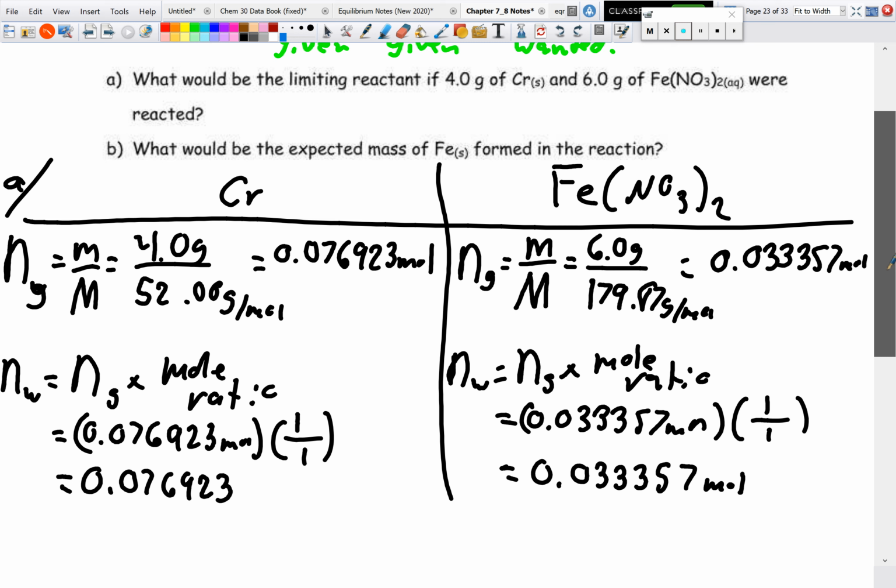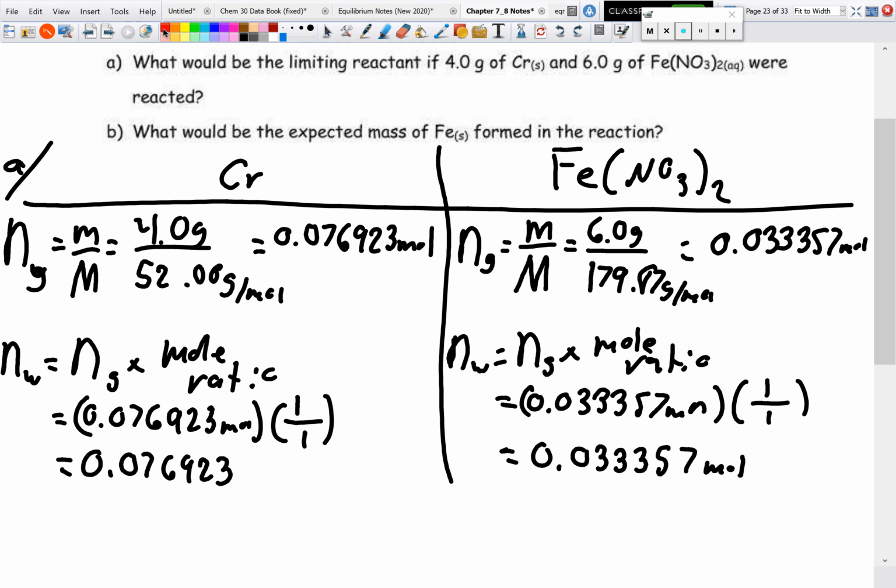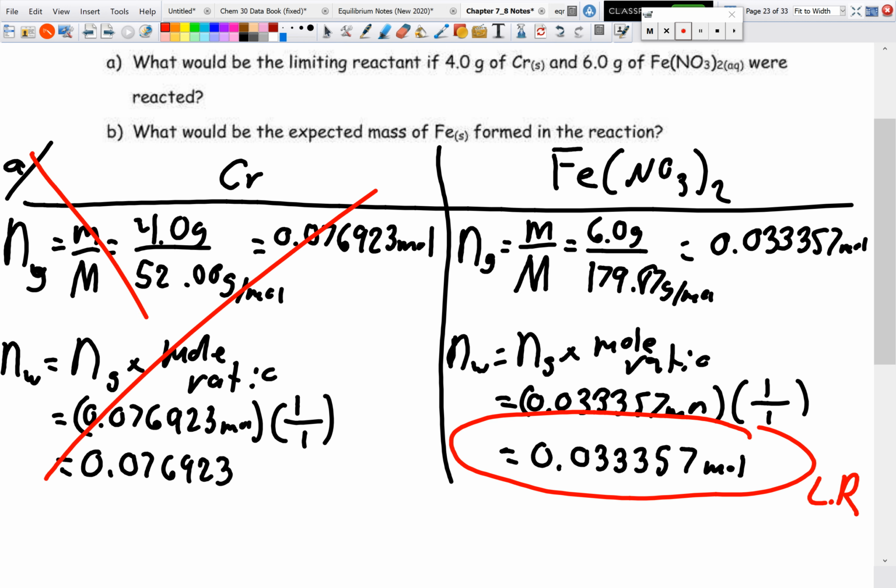So we can answer part A right now because it asks what the limiting reagent is for this particular reaction. The limiting reagent is the one that will produce the fewest number of moles of our wanted substance. So we have our limiting reagent right here, which means our chromium is the excess reagent. This is just shorthand for excess. Instead of writing out excess, you can just write XS, and obviously LR is for limiting reagent.